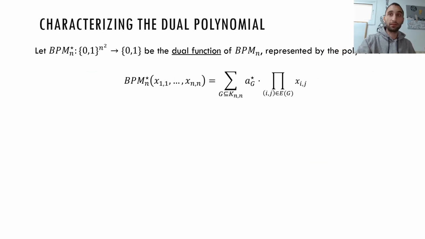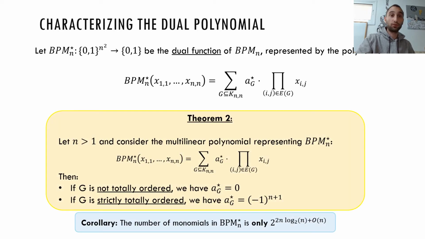Okay, so to present our second theorem, let's now consider the dual function of the perfect matching function, which we denote by BPM star. By the definition of duality, this is simply the function that returns 1 if and only if the complement of the input graph does not contain a perfect matching. Equivalently, by Hall's marriage theorem, this is the Boolean function which returns 1 if and only if the input graph contains a biclique over a total of n+1 vertices. So our second theorem concerns the characterization of this Boolean function as a multilinear polynomial over the reals. We show two bounds for this function, both an upper and a lower bound.